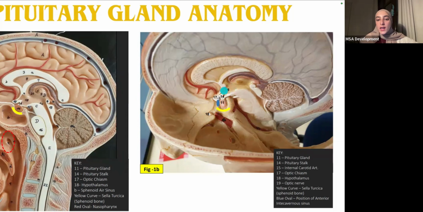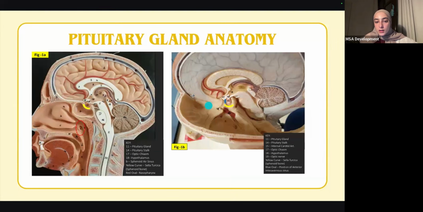18 is the hypothalamus and 17 is anterior to it. This is the face of the patient or person, and this is the back of his face. But in front of it, number 17 is the optic chiasm. And what is this thing in blue? It's basically something called the intercavernous sinus, and it surrounds the entire pituitary gland. But here it just shows it's on the front, but it surrounds the entire gland. Not very important, but it's just worth a mention.